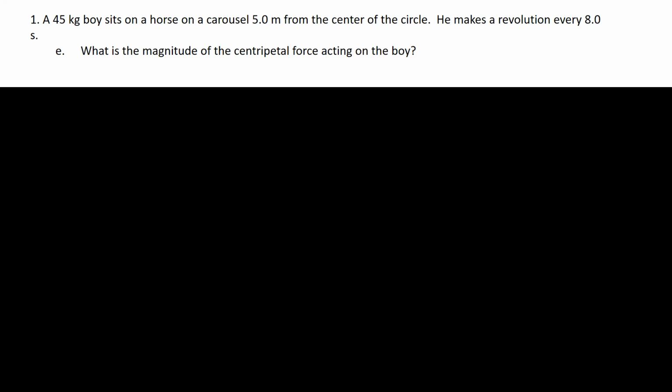All right. So what is the magnitude of the centripetal force acting on the boy? Okay, well, let's write down everything we have so far. The centripetal acceleration is 3 meters per second squared, right? We know the velocity is 3.9 meters per second. We know the radius is 5. We know the period is 8. Right, so there's all the things we know. What's the magnitude of the centripetal force acting upon the boy?